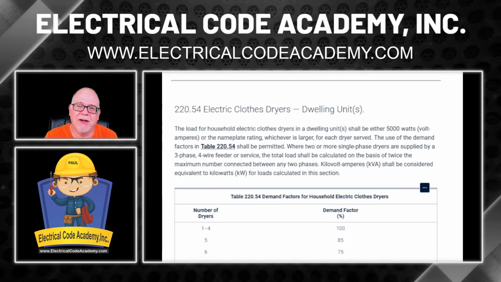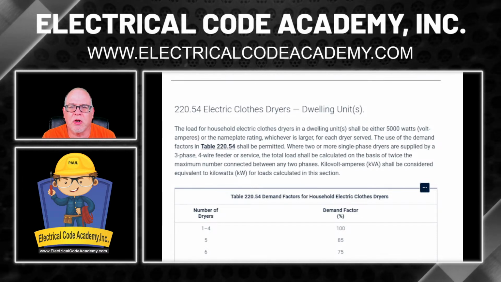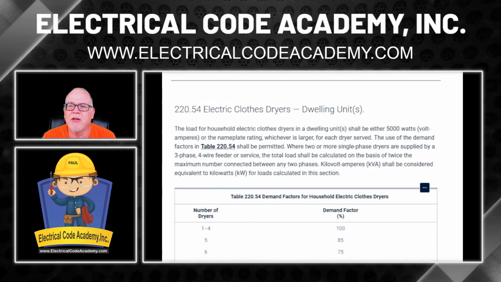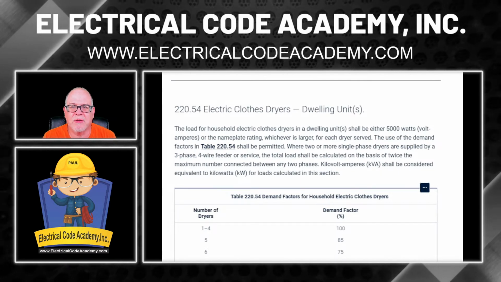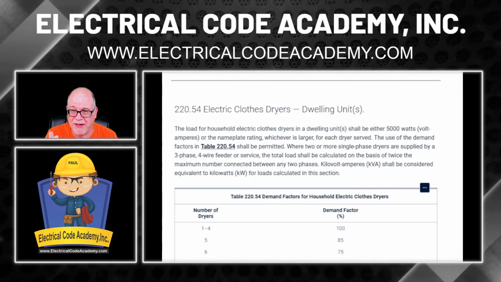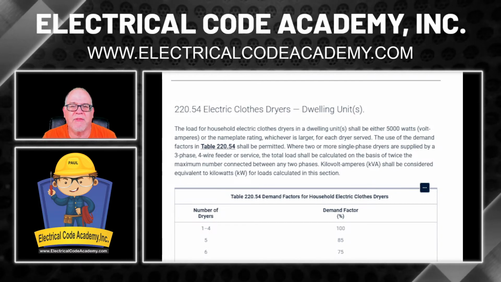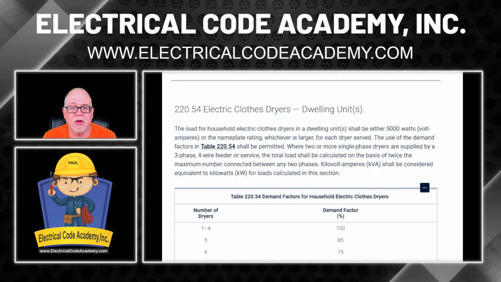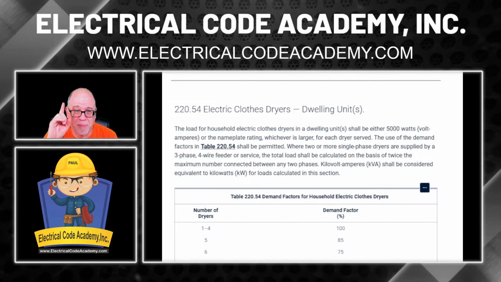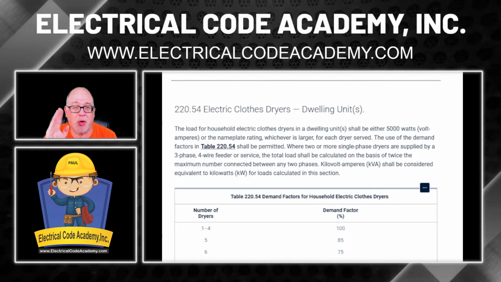All right, so look right here. 220.54. It says the load for household electric clothes dryers in a dwelling unit, or units, we only have one we're dealing with right here, shall be either 5,000 watts, and obviously you see it says volt amperes. It's synonymous, 5,000 watts or 5,000 VA, or the nameplate rating, whichever is larger for each dryer served. Okay, now we don't even need to use the table because we only have but one, and in the table it says up to 4, it's got to be 100%. So there is no demands.